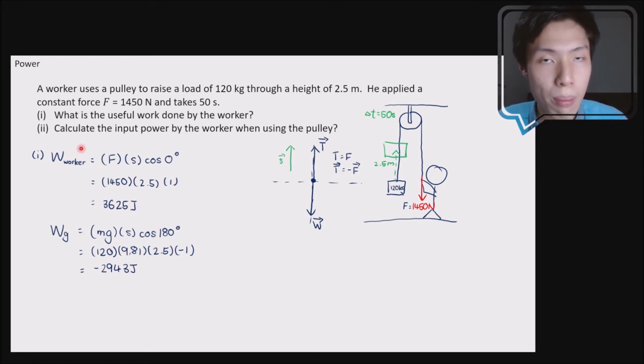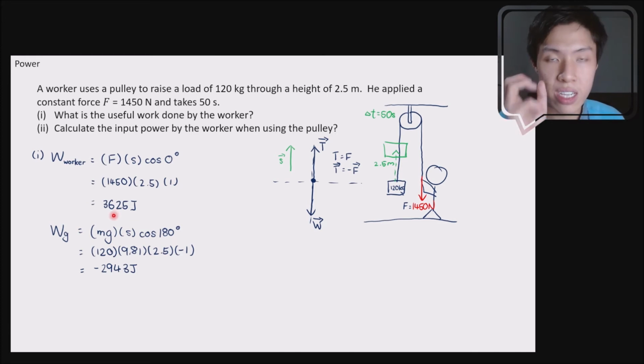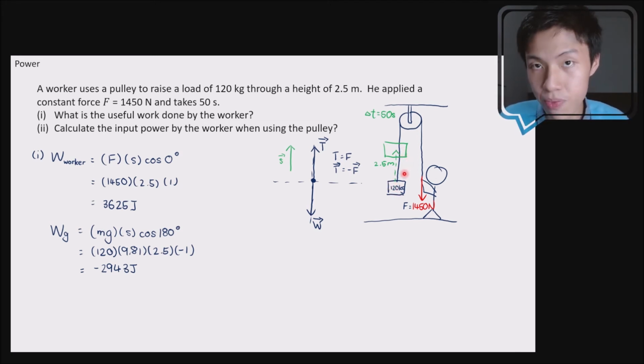If the work done by worker is equal to the work done by gravity, what happens is the total work done will be equal to 0. In that case, the object will not experience a change of kinetic energy, it will not experience a change of speed. So what will happen is the object will move upwards with a constant speed.